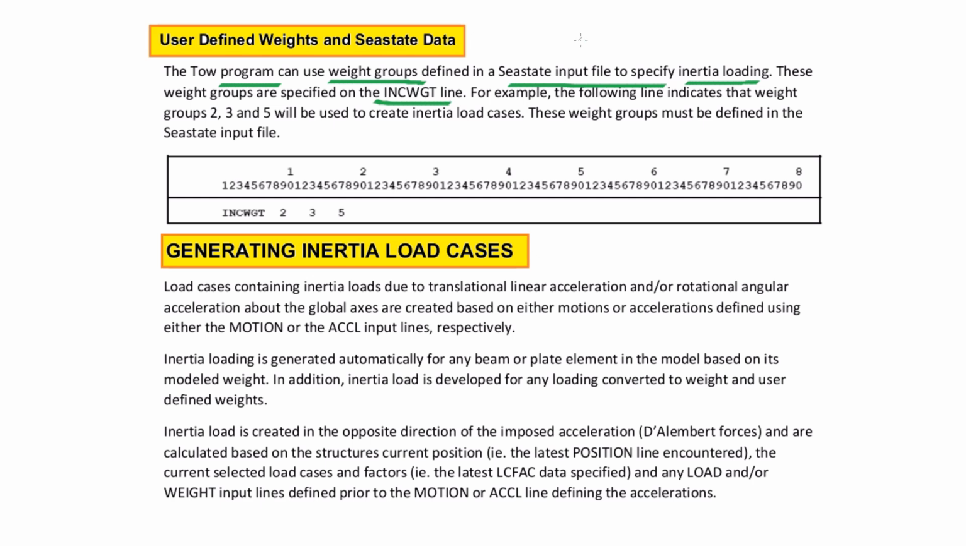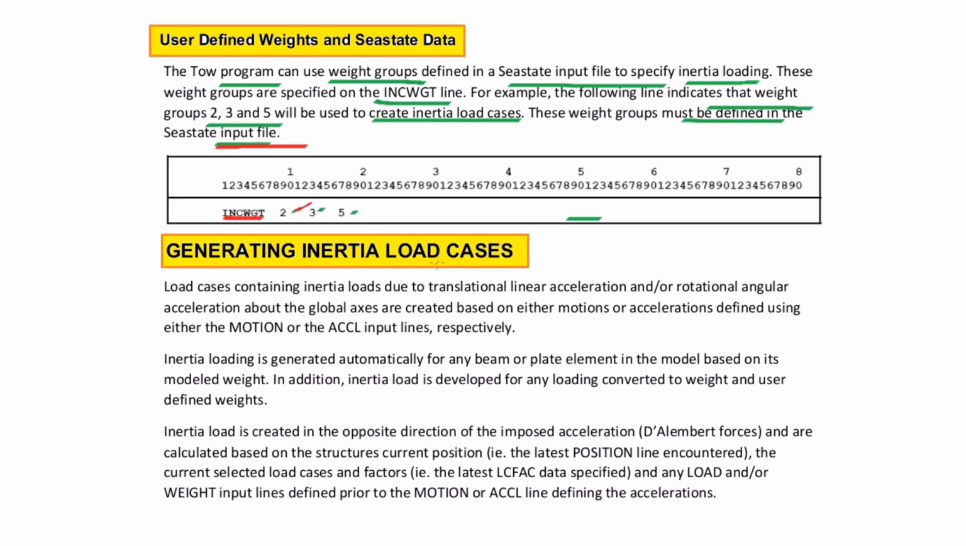For example, the following line indicates that weight groups 235 will be used to create inertial load cases. These weight groups must be defined in the C-state input file. Once we define them in the C-state input file, they can be referred to here in the tau input line using include weight groups 235, like that.